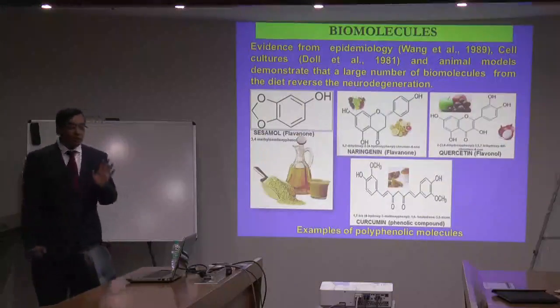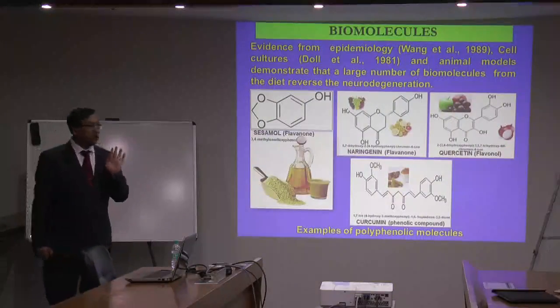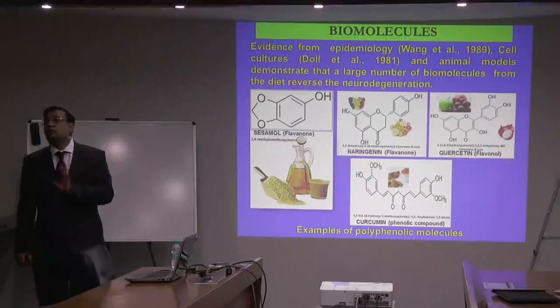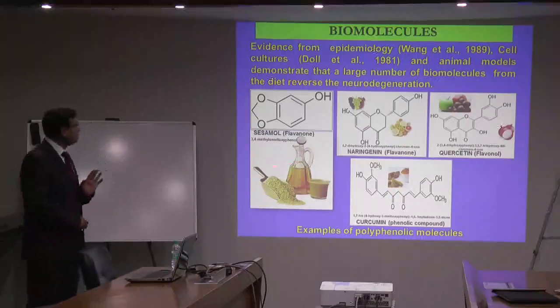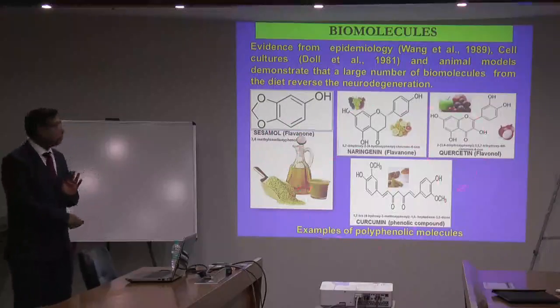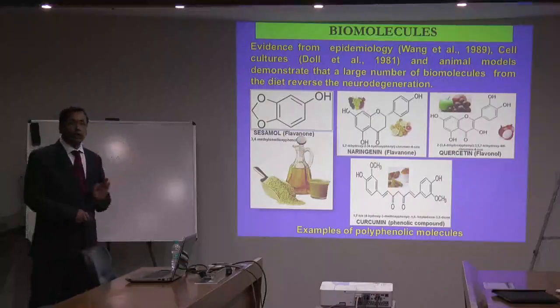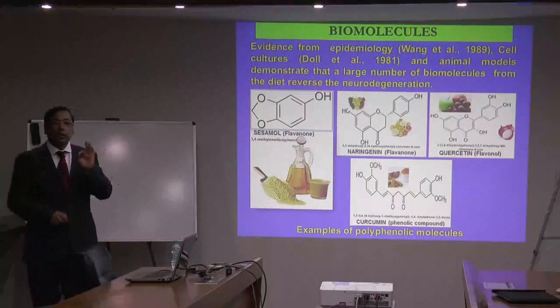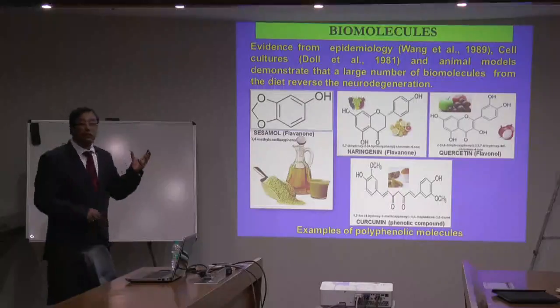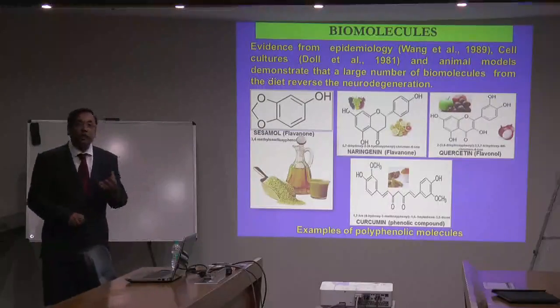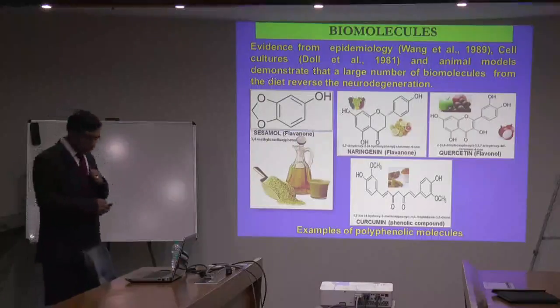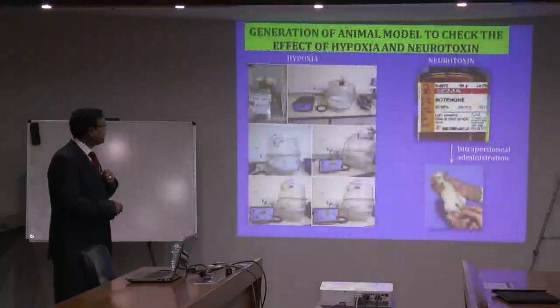So what happened? We did some screening of medicinal plants to see what we can use and what we cannot. These are different polyphenolic flavonoids, and we used these biomolecules to check their efficacy on the hypoxia animal model as well as the PD model. So what did we do, in the next slide.